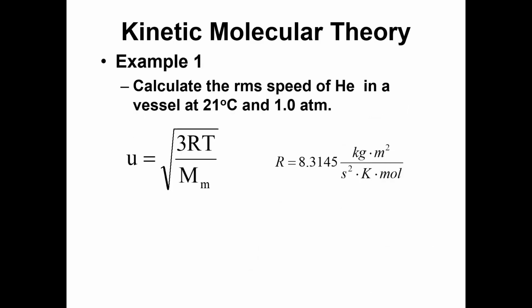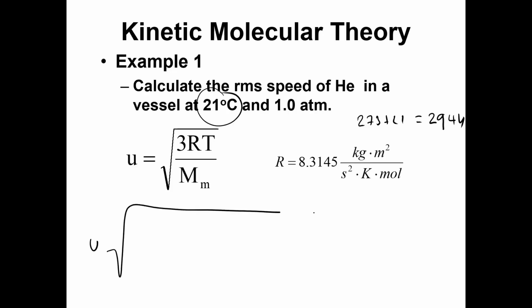Here's R. Again, it's 8.314. And so all we have to do here is calculate the root mean squared speed of helium in a vessel at 21 degrees Celsius. Here we need to convert Celsius to Kelvin. You just have 273 plus 21, which is going to be 294 K. So I'm just going to plug this stuff in here.